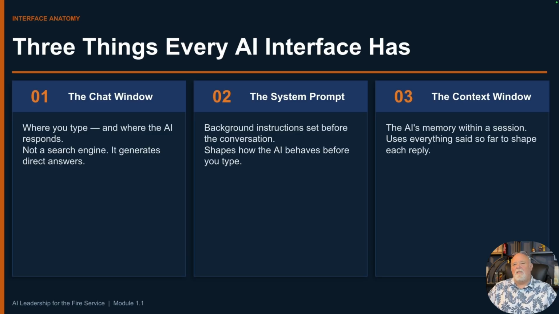The system prompt is invisible to you in most tools. It's background configuration that shapes how the AI responds before you type a word. In enterprise deployments, your IT department may have already set this up. And the context window is where the AI's working memory is for the session. It remembers everything you said, using your earlier messages to shape every reply. That's both a power and a limitation we'll come back to. Knowing these three things means you never feel lost in an interface again.